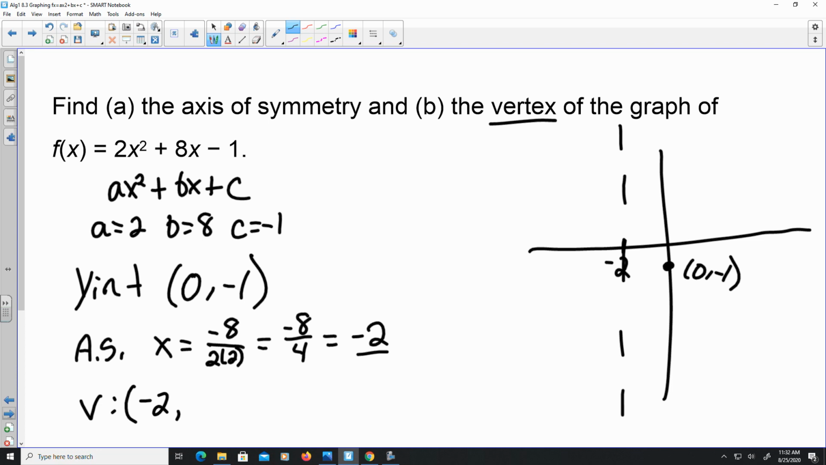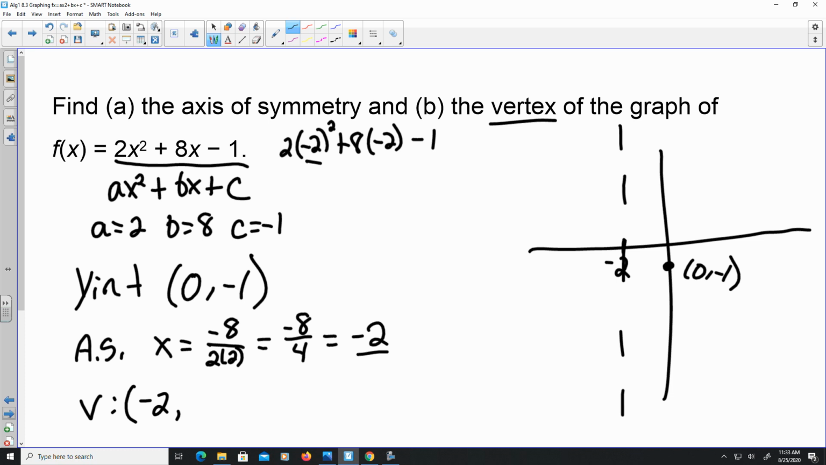To get the vertex, like I said, the x-coordinate comes from the axis of symmetry, which is negative 2, so I'm just going to plug that in. To find the y, this is where you substitute it into this equation. You put negative 2 in wherever there is an x, and then you solve for y. So now this is going to turn into 2 times negative 2 squared plus 8 times negative 2 minus 1.